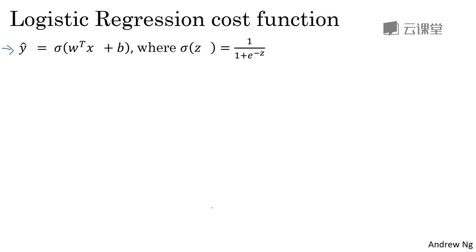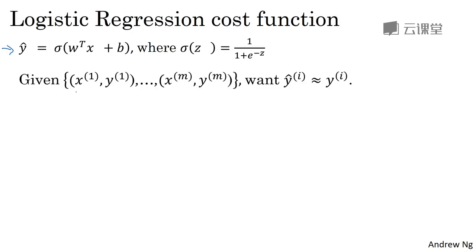So your output y hat is sigmoid of w transpose x plus b, where sigmoid of z is as defined here. So to learn parameters for your model, you're given a training set of m training examples, and it seems natural that you want to find parameters w and b so that at least on the training set, the predictions you have on the training set, which I'm going to write as y hat i, will be close to the ground truth labels yi that you got in the training set.